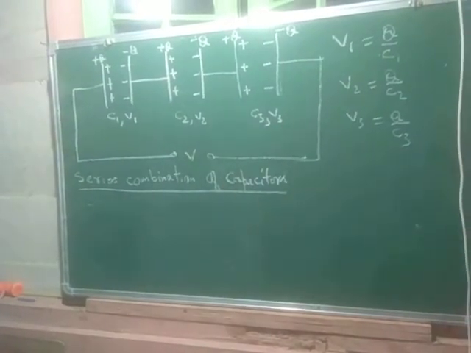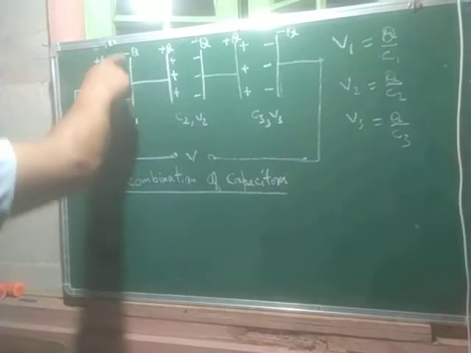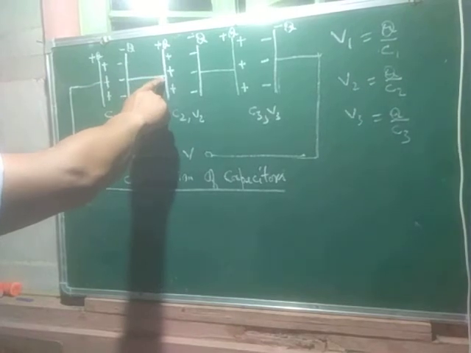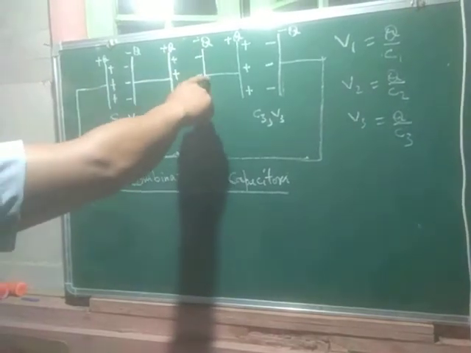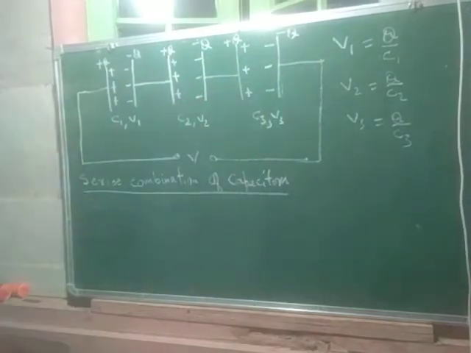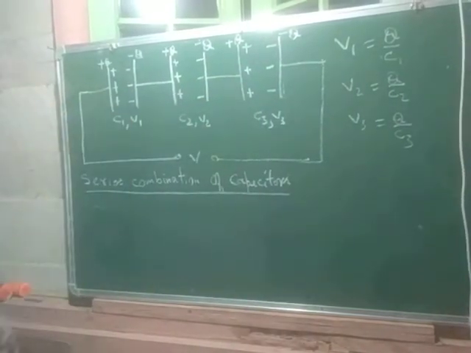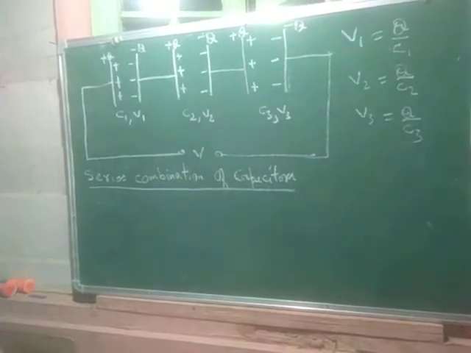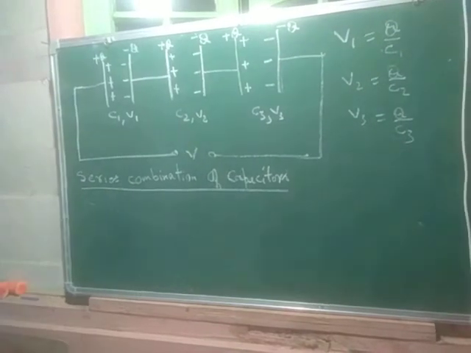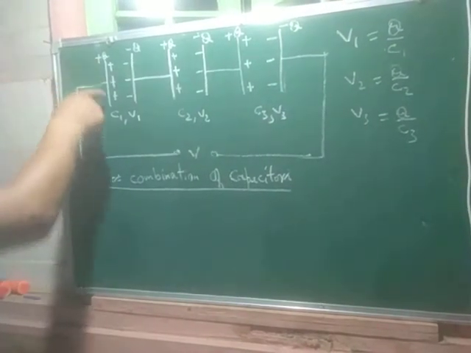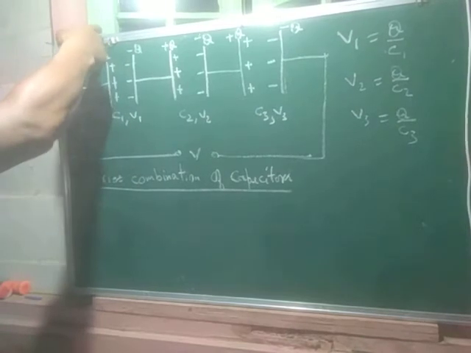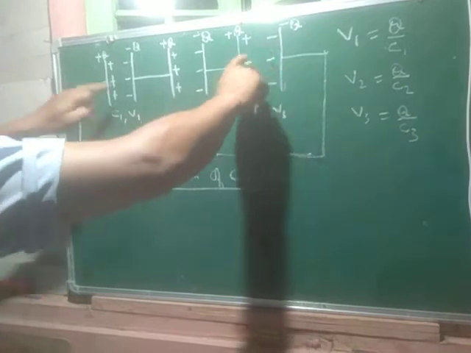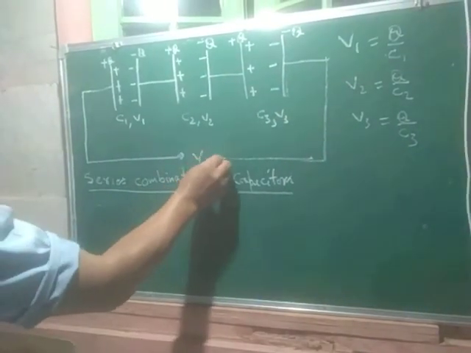When I say series combination, it means the negative plate of the first capacitor is connected to the positive plate of the second, the negative plate of the second to the positive plate of the third, and so on. If we do the connection this way, then we say the capacitors are connected in series. Now imagine the two free ends, the positive plate of the first capacitor and the negative plate of the last capacitor, are connected to the potential difference V.